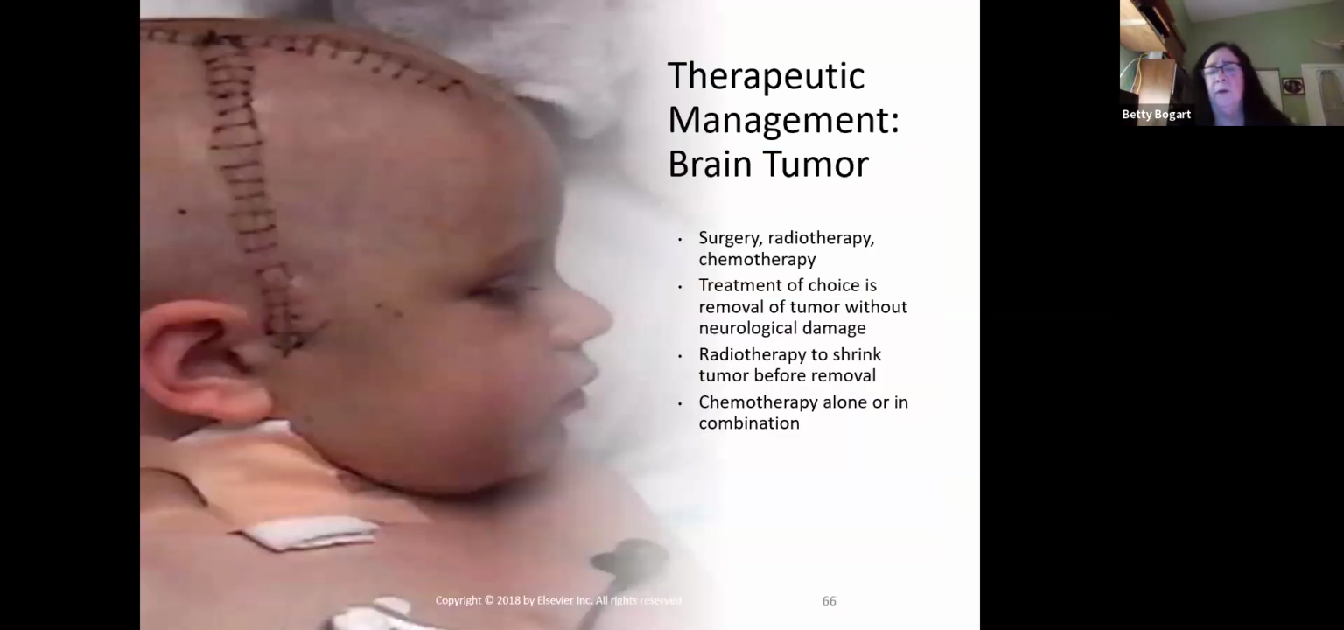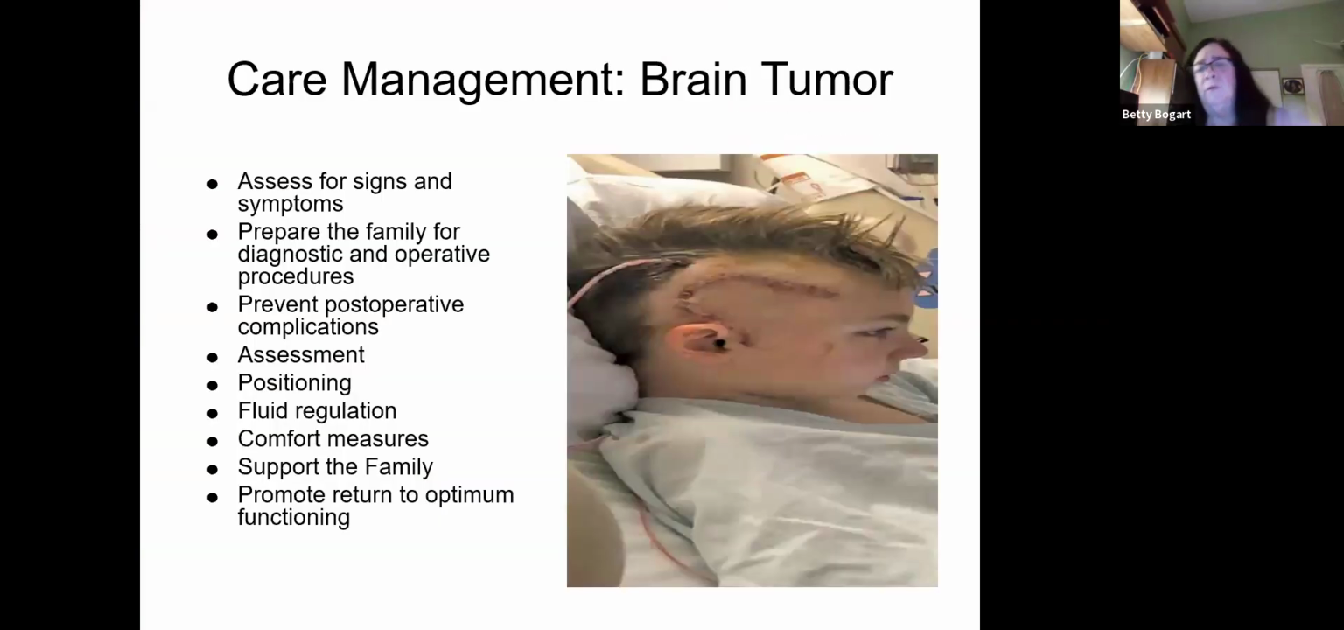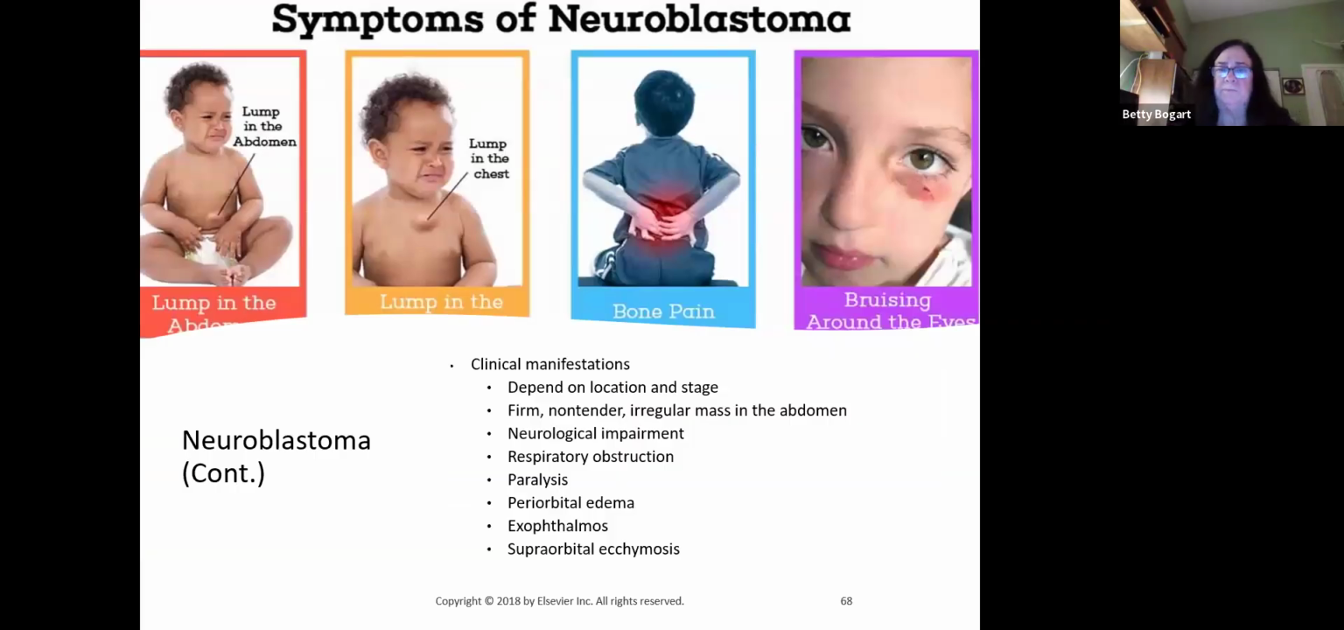We'll get to the point of doing a biopsy. After they shrink it down and give chemotherapy, then we're going to do the surgery. We've got to be careful post-operatively. Post-operatively, it's all about positioning and fluid regulation. You don't want to overload the brain with fluid, so intake and output are very, very important in these children. Monitoring: can I put them on the surgical side? Can I elevate the head of the bed or not? These are things you need to check the orders for.